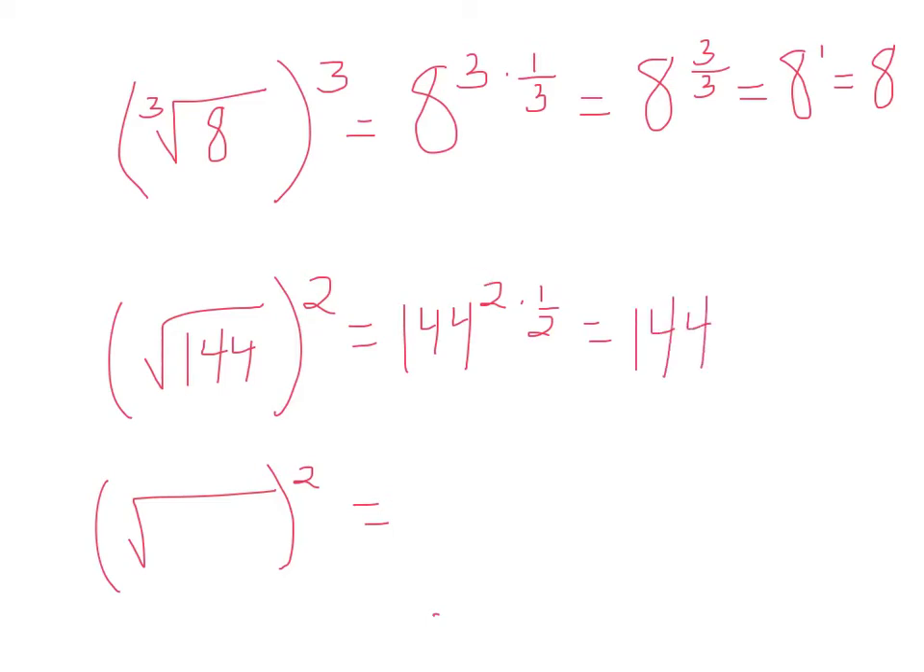2 times 1, 2 in the numerator. 2 times nothing, 2 in the denominator. So my new exponent is 1. The answer is 144.